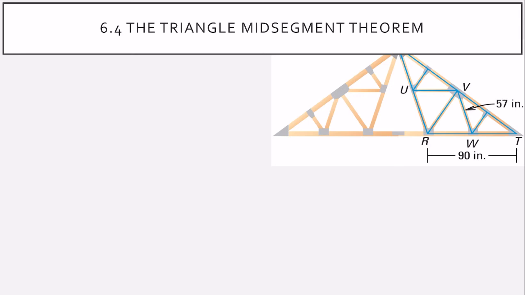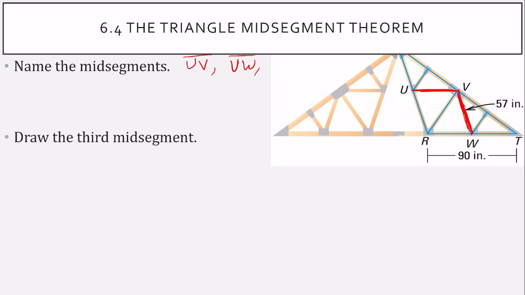So let's try an example. Here's a roofing truss. And this roofing truss, let's name the midsegments. Assuming that the points are midpoints, that's one midsegment, UV. Remember, we're connecting midpoints here. So there'd be another one, VW. And let's just go with those two, the ones that are drawn on our picture. There is a third one. We'll get to that in a minute. See, draw the third midsegment. It has to connect the midpoints, so it's going to connect U and W. So that was VW. This is UW.